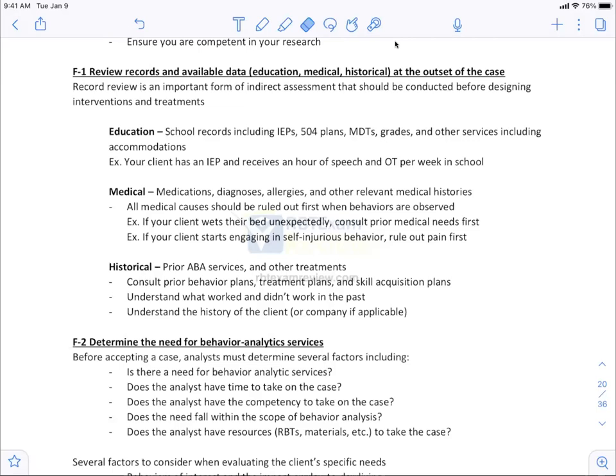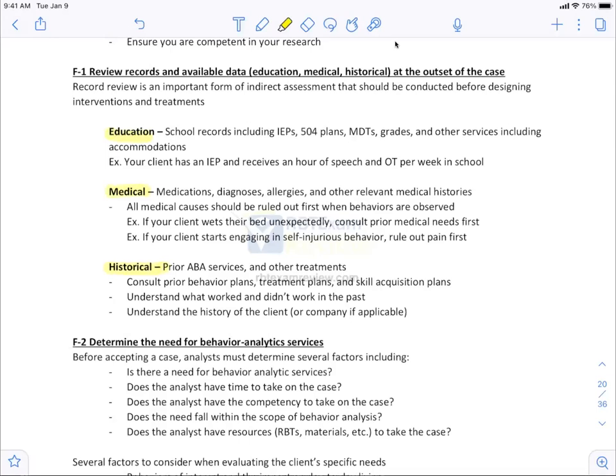So we're going to start with F, okay? In F1, we're going to review records and available data, education, medical, historical at the outset of the case, okay? What this means is before you start your case, you want to get all the relevant background information, education, medical, and historical. Education is important because if they have an IEP, they have a 504, if they get speech or OT, they have a behavior plan in school, all of those things can help assist in your treatment plan because those are part of our team now, the educators. We are collaborative, right? So the educators are part of our team. So we should reach out to the parent or the school and try to collect any records we can.